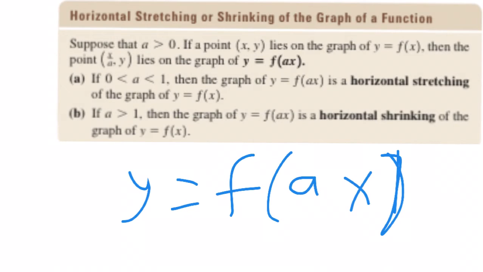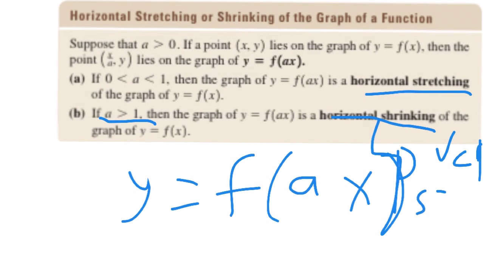If that number is a fraction between 0 and 1, then we call it a horizontal stretch. And like in part C, if that number is greater than 1, which in part C it was 2, or A was 2, then we would call it a horizontal shrink. If you notice, this had the same effect as part A, which is a vertical stretch.